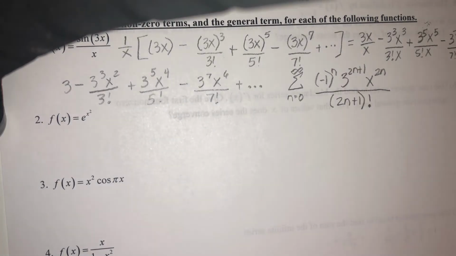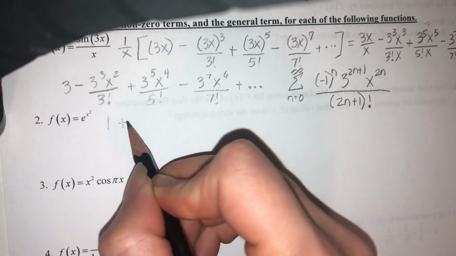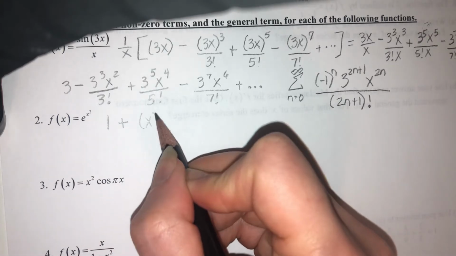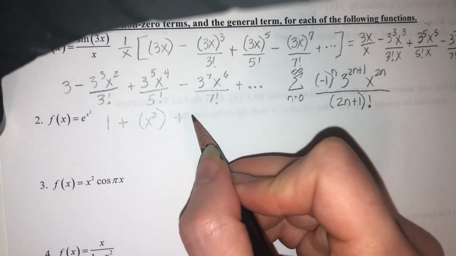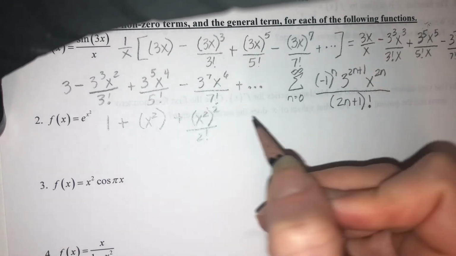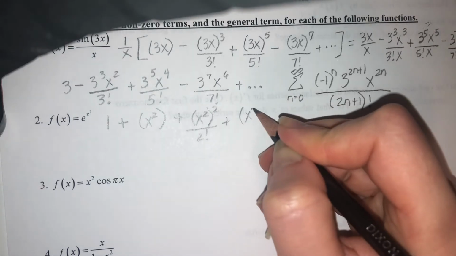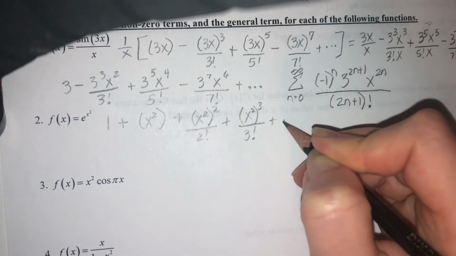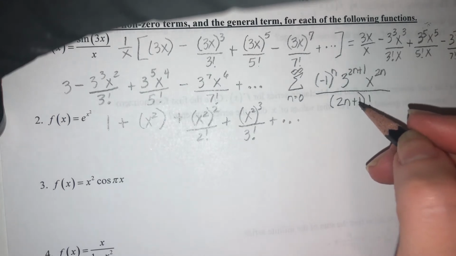So we're going to start with our general rule for e to the x, which is 1 plus, normally it would just be x, but we're replacing it with x squared, where the x is, plus, normally it'd be x squared over 2 factorial, but we're going to put x squared in parentheses, then square it over 2 factorial. And then we have plus, normally x cubed, but we'll have x squared cubed over 3 factorial. Plus dot dot dot. Okay, so now we're going to simplify this.